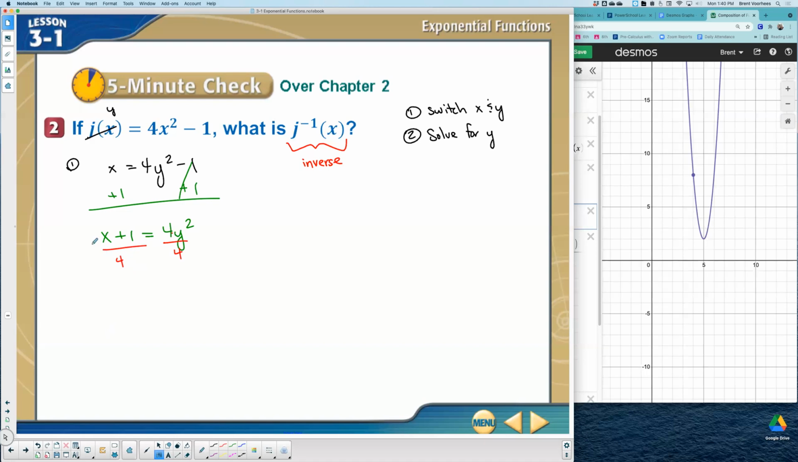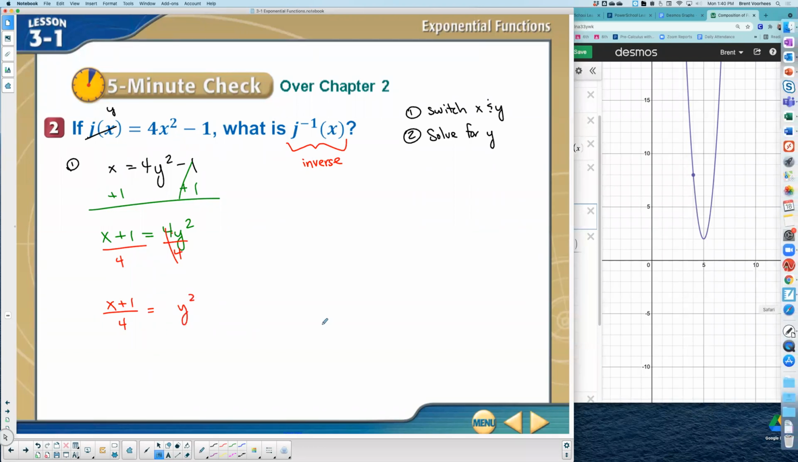We can distribute the division or leave it like that. I'll just leave it in this form for now. So I now have x plus 1 divided by 4. You could write it x over 4 plus 1 over 4 as separate fractions if you like, equals y squared. And finally, what is the opposite of a square? Square root. Does anybody remember what comes with the square root if it wasn't originally there? A plus and minus.